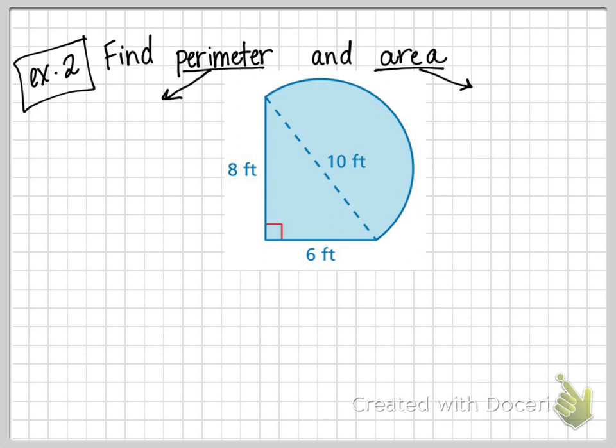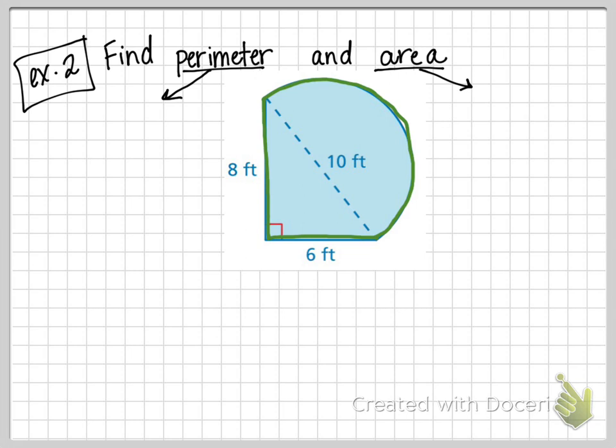So let's start with this one. You can see that this composite figure is made up of a triangle and a semicircle. First, we're asked to find the perimeter. So we're thinking about a fence going around the outside. How long would that fence have to be to go around the outside?